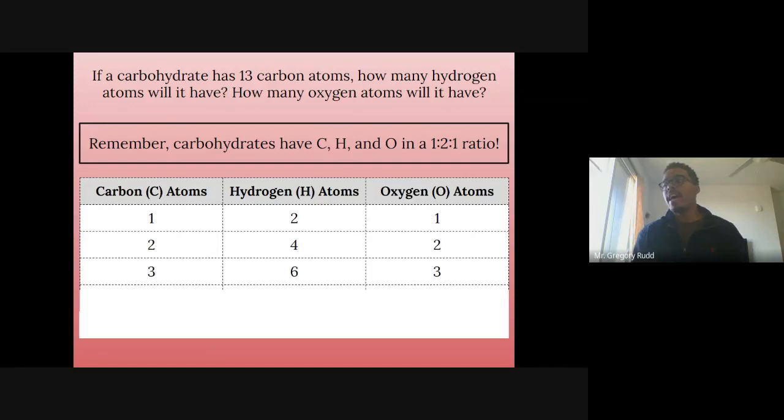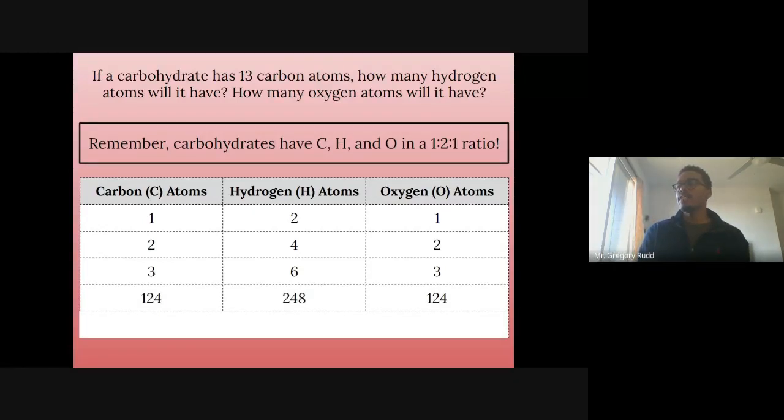What about if I have 124 oxygen atoms? How many carbon atoms should I have? If I have 124 oxygen atoms, how many carbon atoms should I have? Good, 124, excellent. A lot of people chipping in there. And how many hydrogen atoms should I have in that case? Excellent. So this is what we mean by a 1 to 2 to 1 ratio.